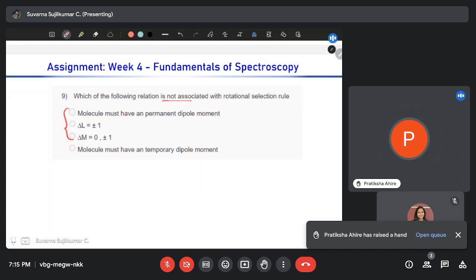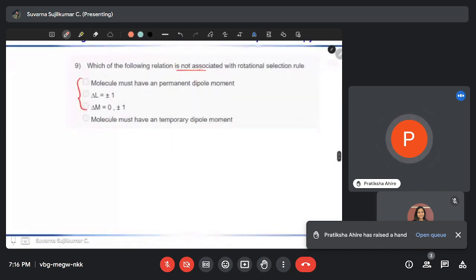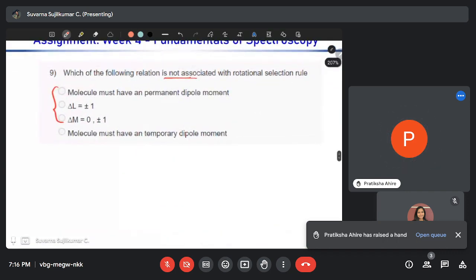The answer is not associated, option one. So, for a molecule to be rotationally active, should it have a permanent or a temporary dipole moment? First. Yeah, it should have a permanent dipole moment, right?